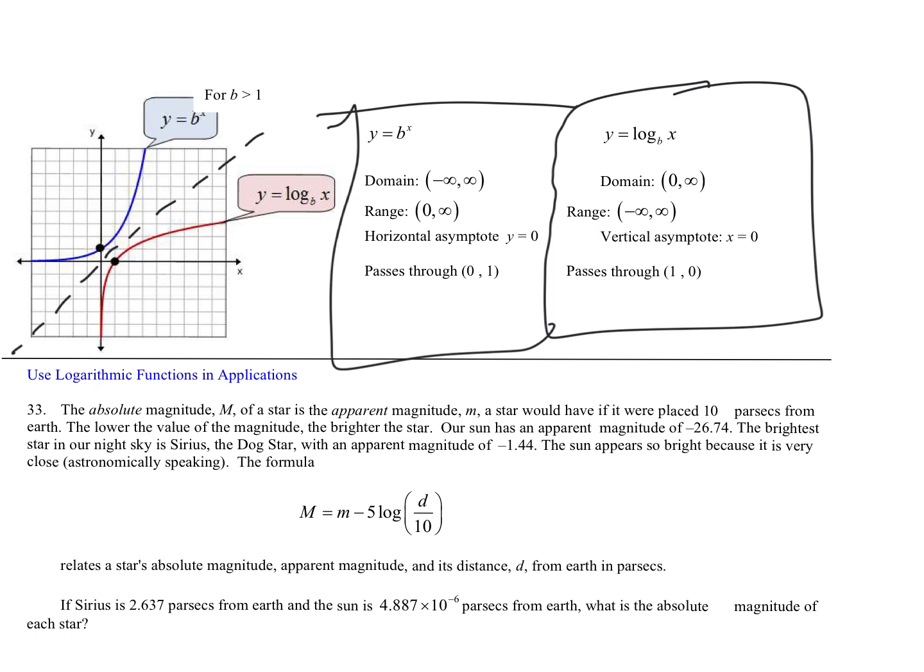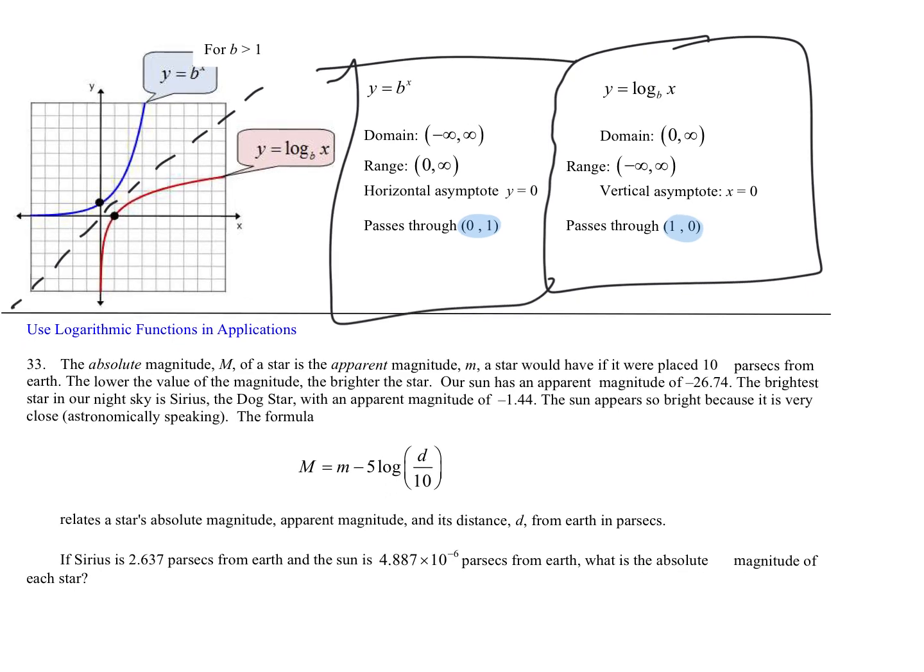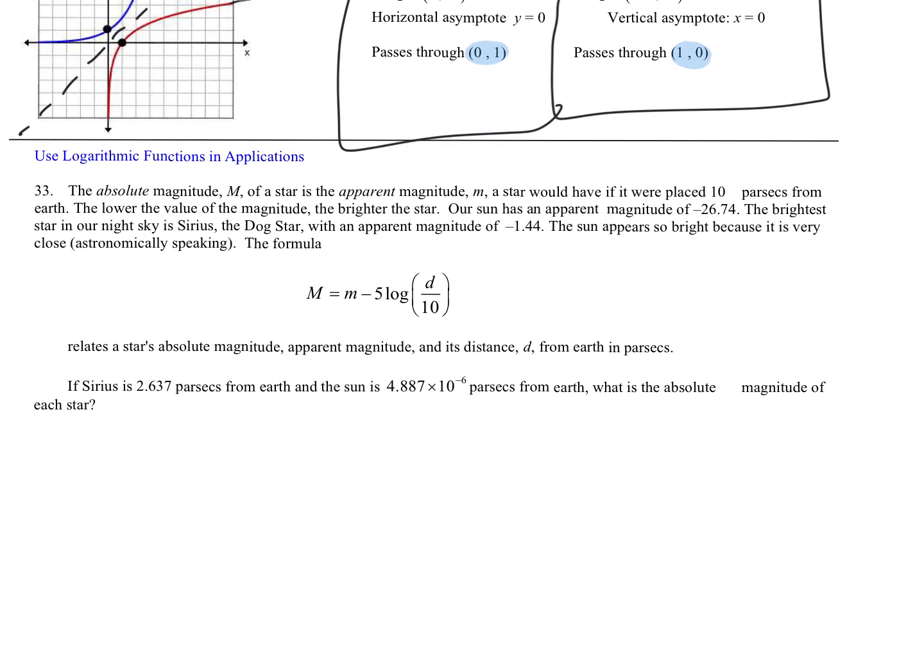So remember, because they're inverses of each other, the domain becomes the range and the range becomes the domain, and the horizontal asymptotes become the vertical asymptote. If it passes through (0, 1), it's going to pass through (1, 0). Okay, so hopefully that helps you when you're thinking about those graphs. All right, woo, we're almost done with this long section.